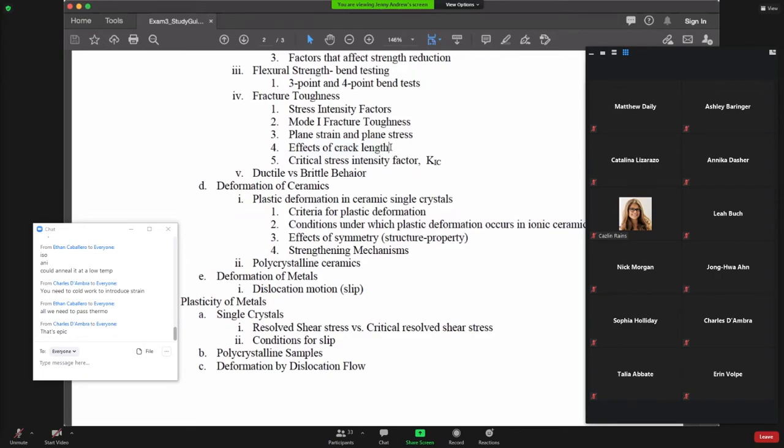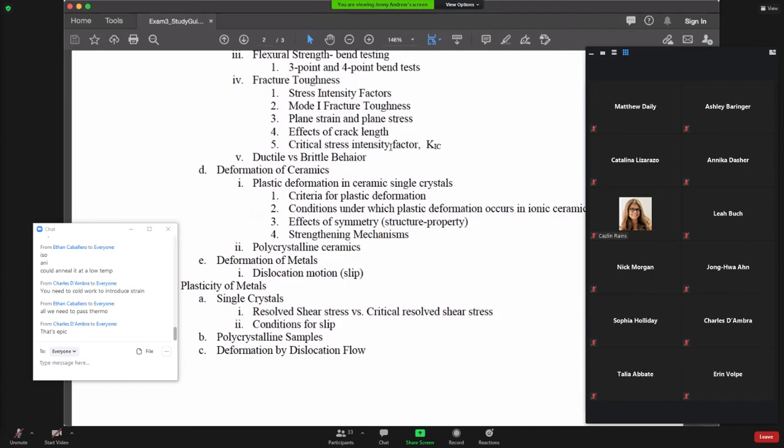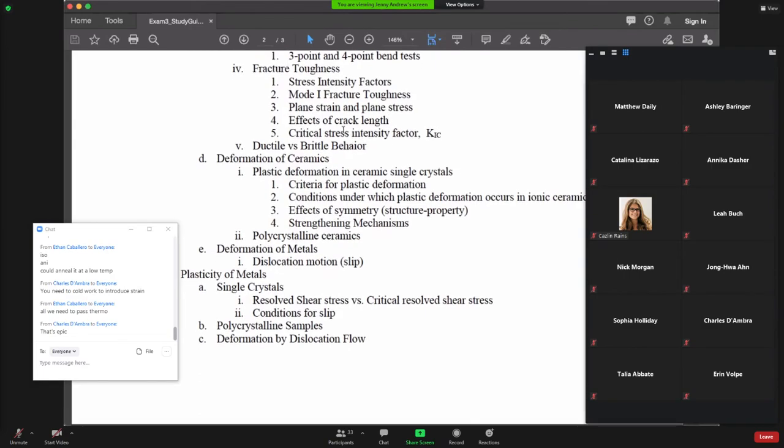And this is just something to keep in mind, that when we talk about crack length or crack dimensions, it's 2C if you have an interior crack, and it's just the length of a surface crack that is the key crack dimension. So something to be mindful of and keep in mind, and make sure you're using that appropriately in your formulas. We talk about a critical stress intensity factor.